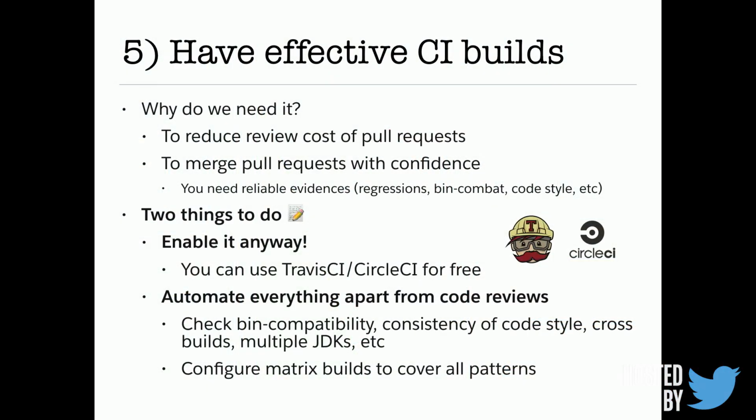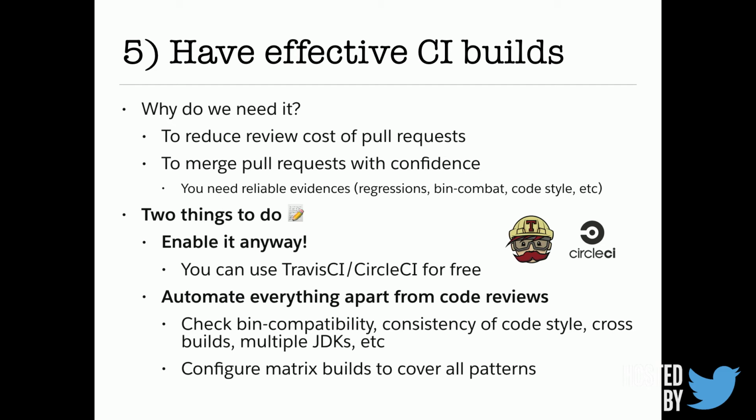The last one is have effective CI builds. Why do we need it? I think there are two reasons. The first one is to reduce the review cost of pull requests. If your library or framework or whatever succeeded in acquiring many users, maybe you will receive so many pull requests from users or contributors. So it's about time to think about saving your time or improving your work efficiency to review the code.